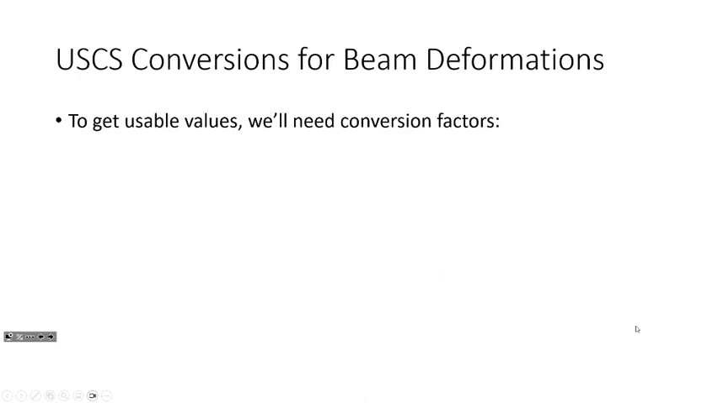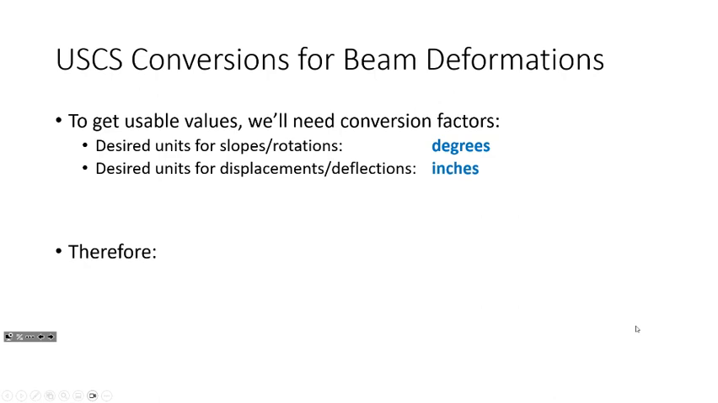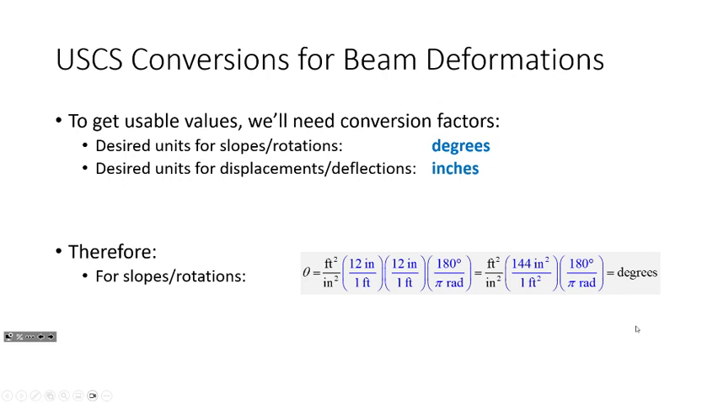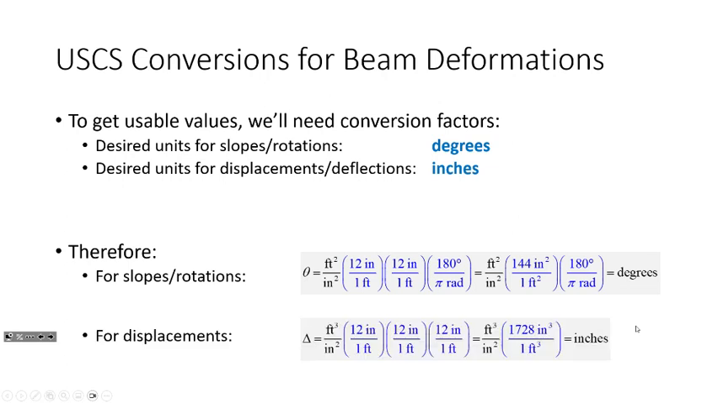So how do we handle this? I'll walk you through it. This is what we got. Our desired units for slopes and rotations are in degrees, and our desired units for displacements and deflections are in inches. So what did I do for rotations? 12 inches per foot, 12 inches per foot, 180 degrees over pi radians. With me so far? This is my conversion factor. For displacements, I do 12 inches per foot, 12 inches per foot, and then another 12 because I've got foot cubed. What is 12 times 12 times 12? 12 times 12 is 144, times 12 is 1728. So these are my conversion factors. This is definitely another formula sheet addition: for rotations, our conversion factor is 144 times 180 over pi, and for displacements, it's 1728. Why 1728? Because it's 12 cubed.